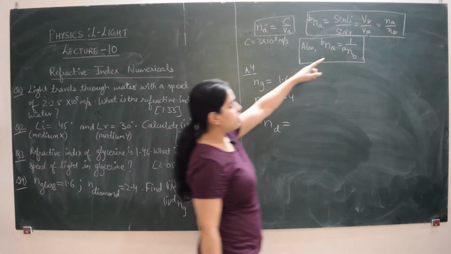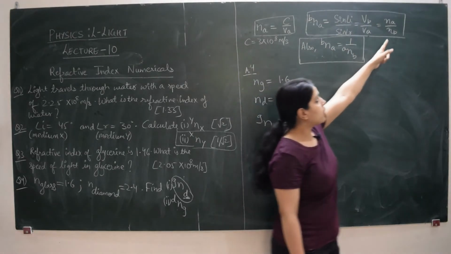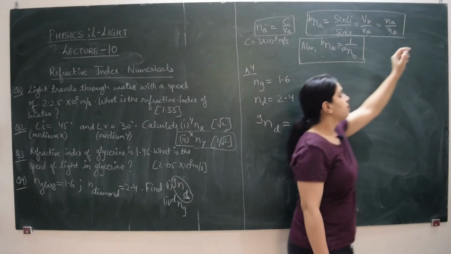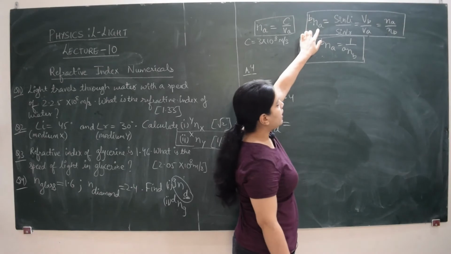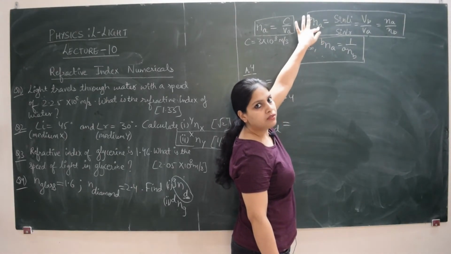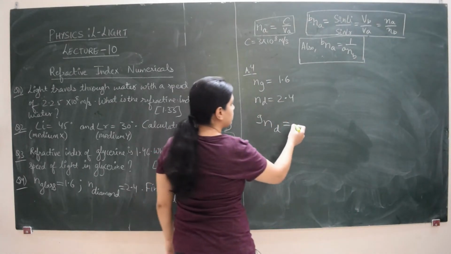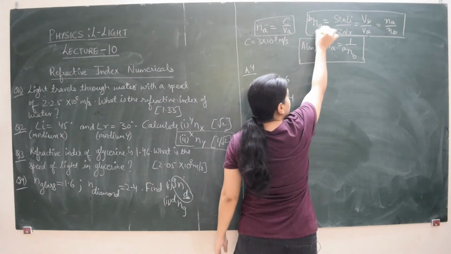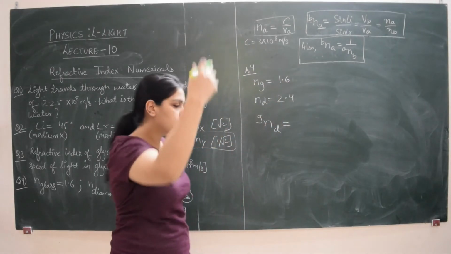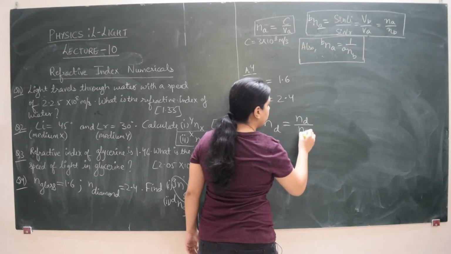If you see the last relation, I am not talking about the angle relation, nor the relation with velocity. I am talking about the last relation, where you can compare two absolute refractive indices. If I have to find the relative refractive index of A with respect to B, which is written at the top, this was the relation. So using this, the refractive index we want to find has its absolute value written at the top. So this will be nD upon nG.